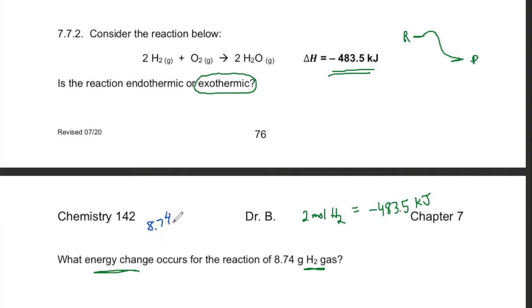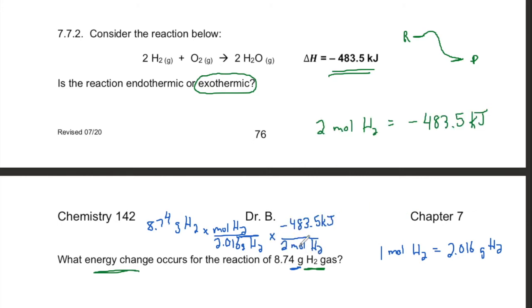8.74 grams of hydrogen gas. All right, I'm just realizing that this is grams when our relationship has moles. So we are also going to need a molar mass, which for hydrogen is 2.016 grams per mole. So this molar mass can convert hydrogen from grams to moles.